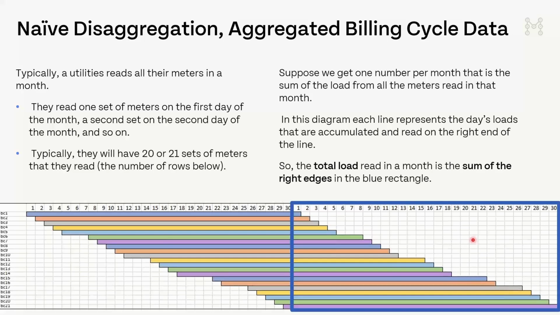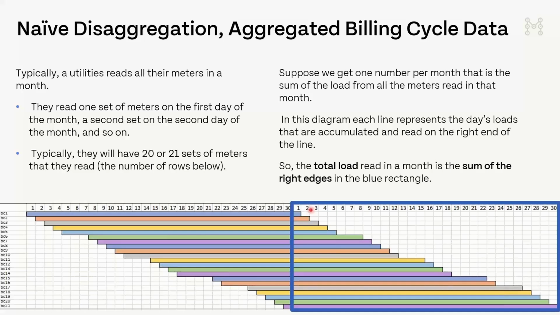Another naive disaggregation that we've been working with is when we get aggregated billing cycle data. Typically a utility reads all their customers in a month. If you're a meter reader, you read one set of customers on the first of the month, another set on the second of the month, and so on. So for all the meters you read this month, half the days that gas was used were in the month you read it, and half of the days would have been in the previous month.